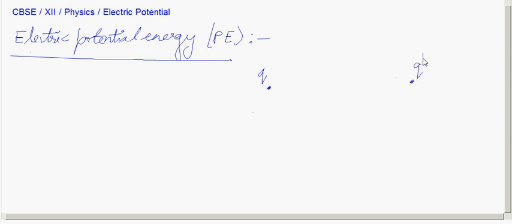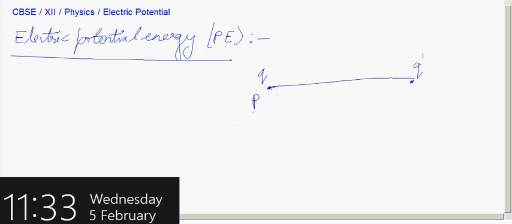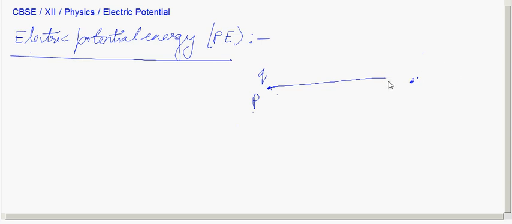Now we will consider a system of two point charges, let us say Q and Q dash. Let Q be fixed at point P, and Q dash is, so I'll draw a straight line. Let me say Q dash is here. This is Q dash and it is at point R.